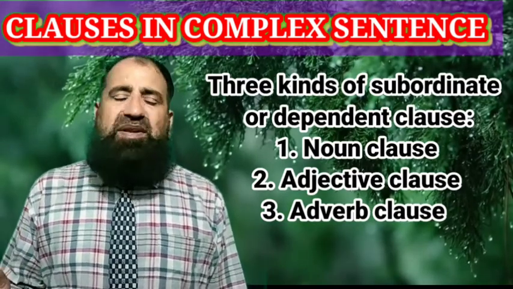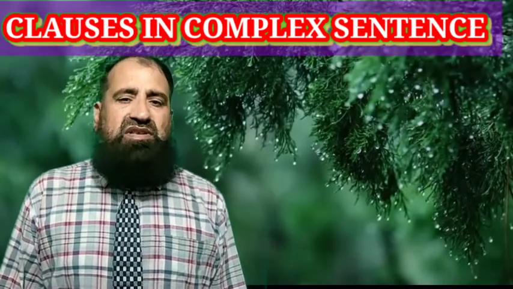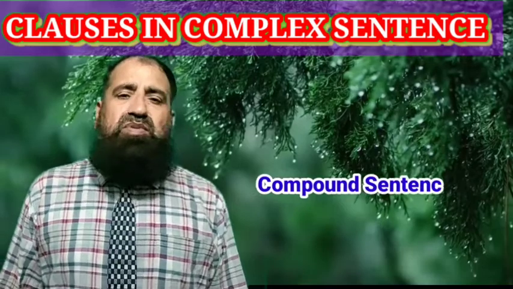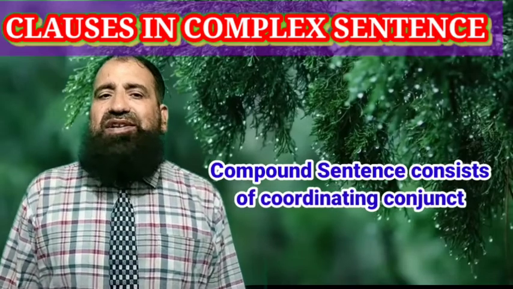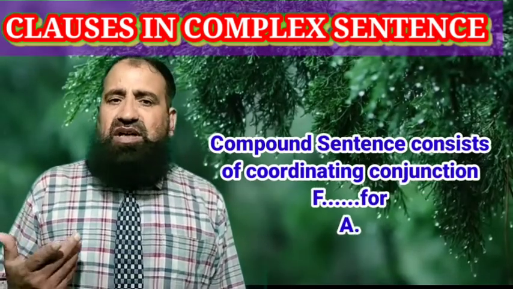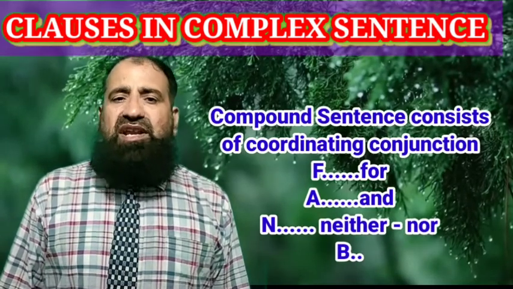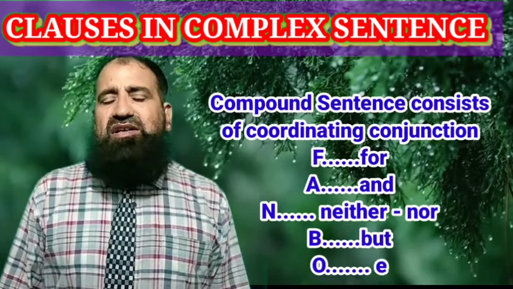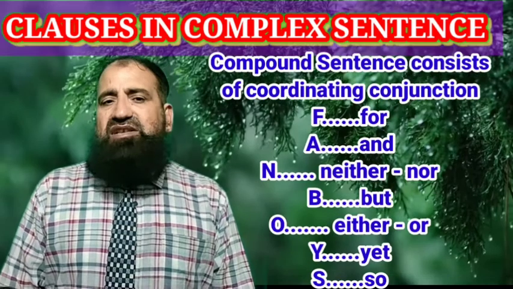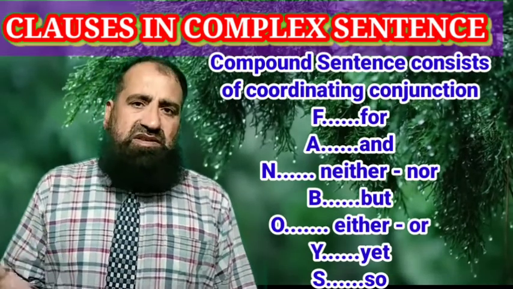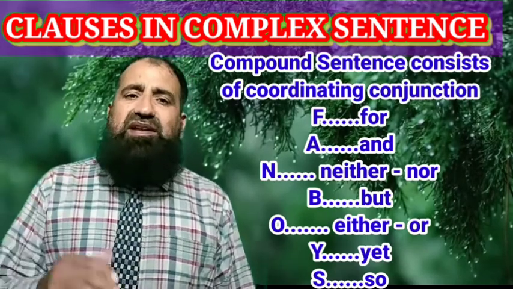Before we go to the main topic, let me tell you something about coordinating conjunctions and compound sentences. In compound sentences, both the clauses are independent, and the conjunction is called a coordinating conjunction. These are very few. I've told you, FANBOYS. F stands for for, A for and, N for neither or nor, B for but, O for either or, Y for yet, and S for so. Since also starts with S, but since is a subordinating conjunction. So you have to remember the words.